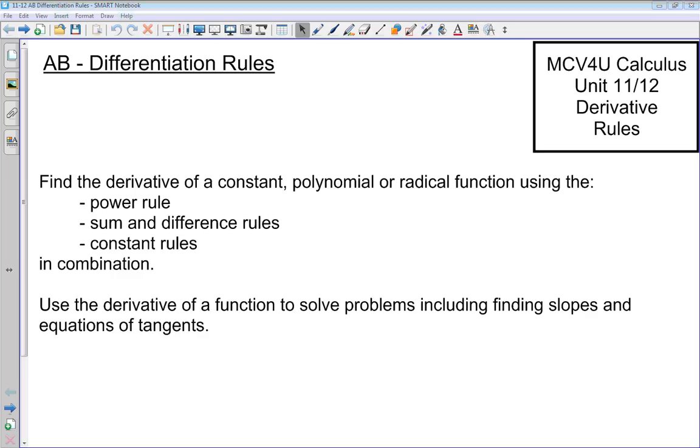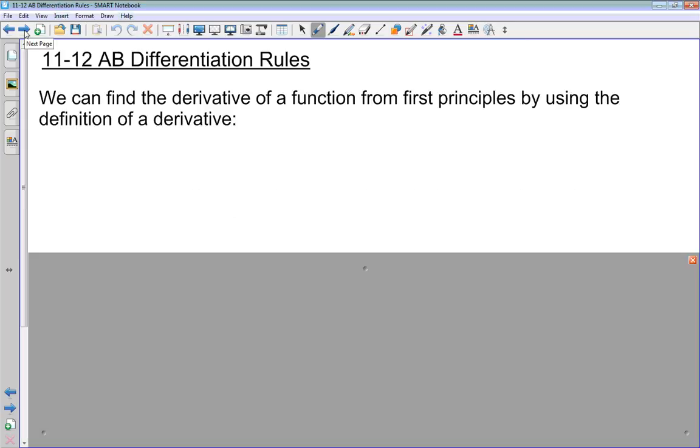And then we'll take a look at how you can use the derivative of a function to solve a problem involving slopes and equations of tangents. And this using the derivative of a function to solve problems is something that we're going to be doing in every unit for the rest of the course. So let's just first recap what we did in the last unit.